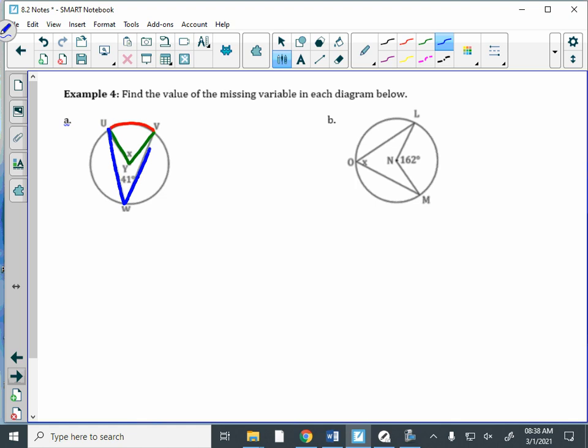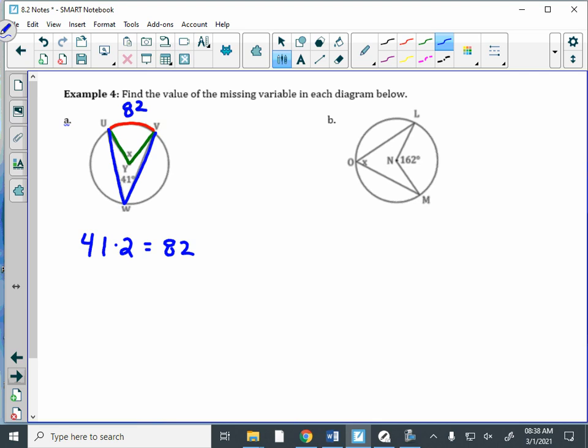This blue angle. Well, what type of angle is this blue angle? It's on the edge, so it is inscribed, right? So if the inscribed angle is 41, it's intersecting the same arc, so we're going from little angle to big arc. What do I have to do with 41? Multiply. What is 41 times 2? 82. So we know this arc is 82 degrees.